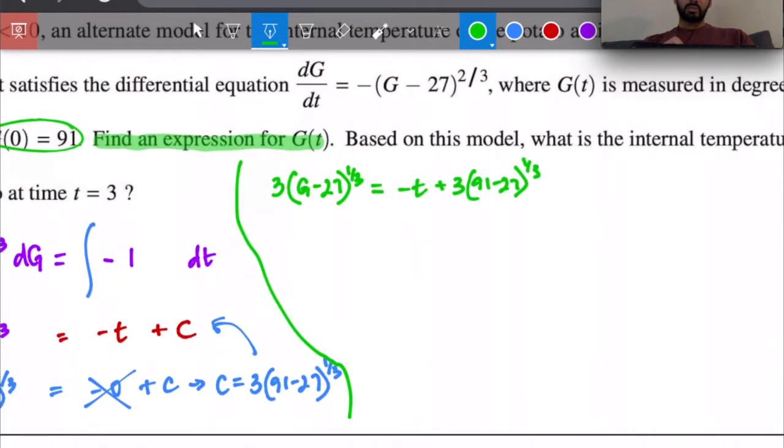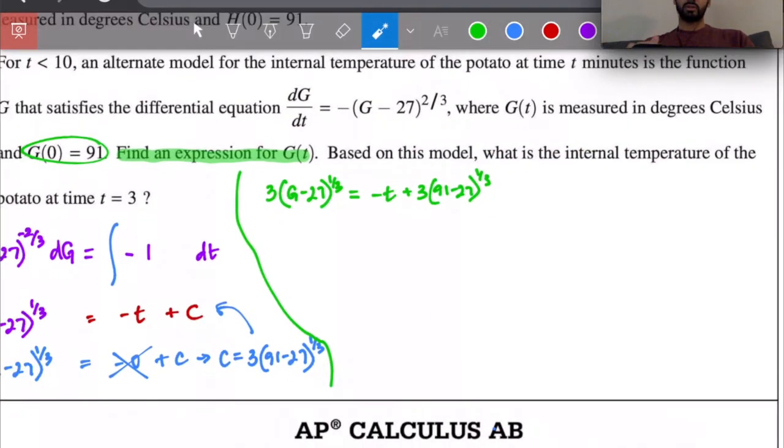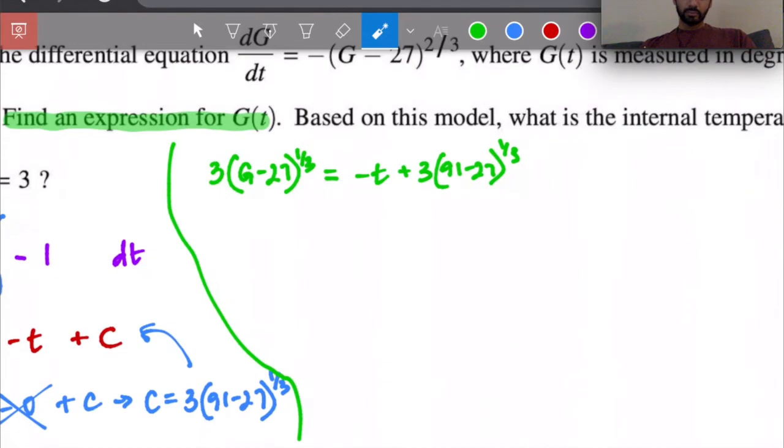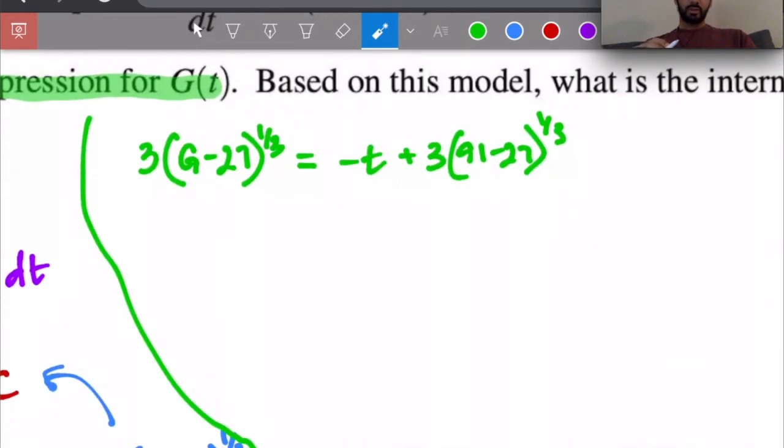Because in my next part, it's going to ask, based on this model, what is the internal temperature of the potato at time t equals 3? This equation is telling me what's the internal temperature of the potato at particular times. I plug in a time into here, it'll give me what the temperature is at that time. So let's go ahead and solve this guy out.